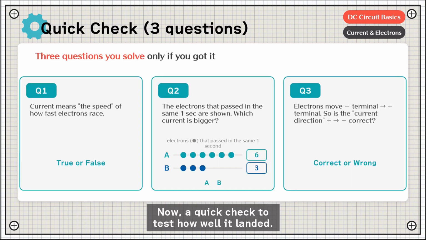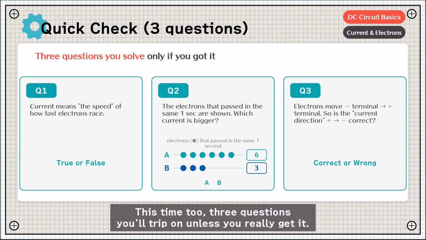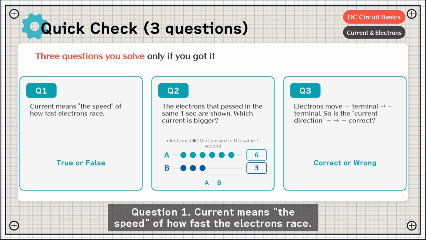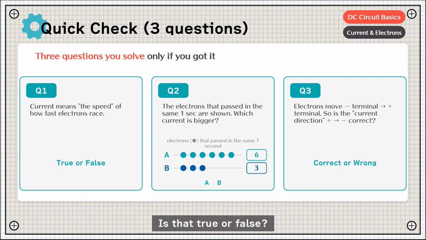Now a quick check to test how well it landed. This time too, 3 questions you'll trip on, unless you really get it. Take a moment to think. Question 1. Current means the speed of how fast the electrons race. Is that true or false?